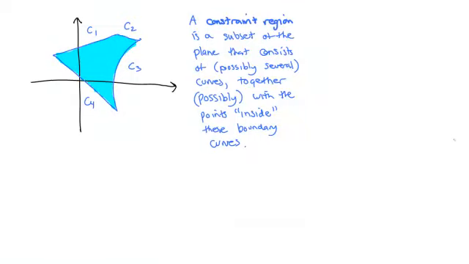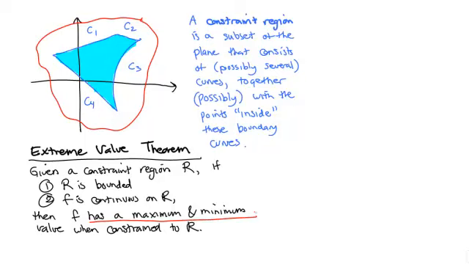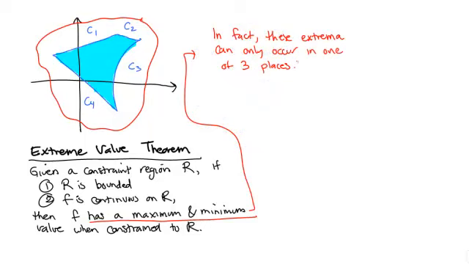Now, why do we care about constraint regions? Well, the main reason is this important theorem, called the Extreme Value Theorem. It says, given a constraint region R, if R is bounded, and all R being bounded means is that it's finite in scope, that it has a finite area, that it doesn't run off to infinity on any side, and if f is continuous on this region, then f always has a constrained maximum and a constrained minimum on that region. In fact, the extrema can only occur at one of 3 places.